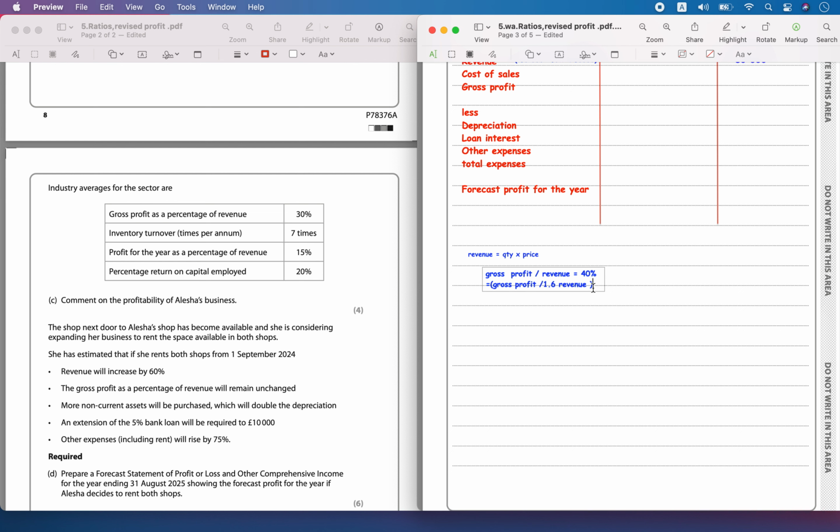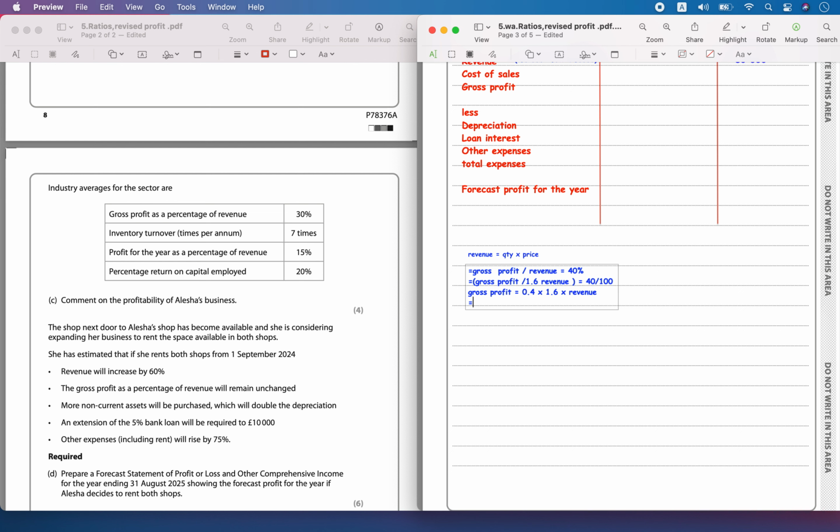That is equal to 40 by 100. So how did I write this 1.6 times? Because you can say revenue plus 60% of revenue. 60 by 100 is 0.6. So when you add those two, it will become 1.6 times the revenue. So gross profit is equal to 0.4 times 1.6 times revenue.